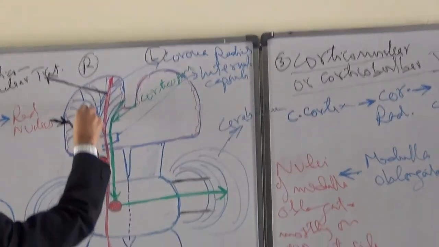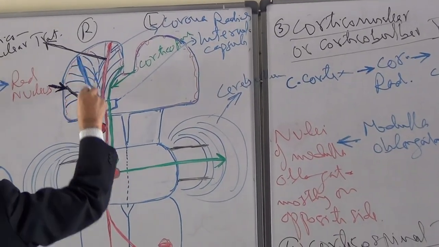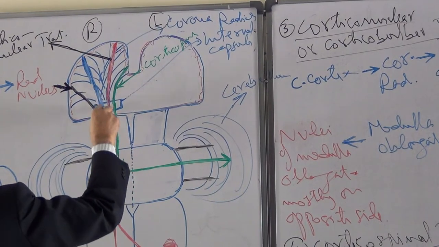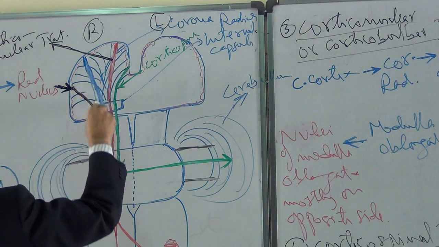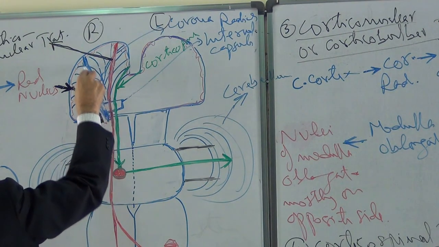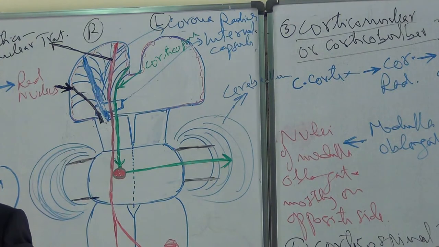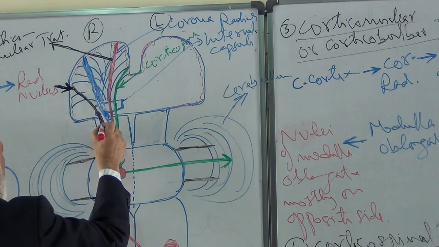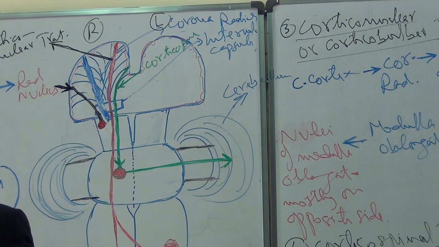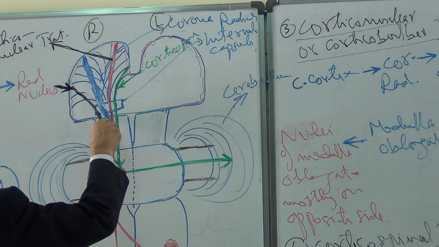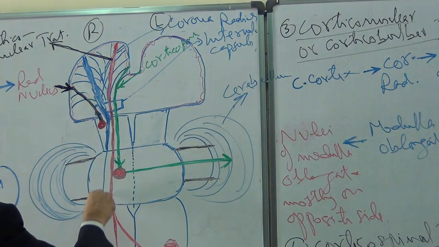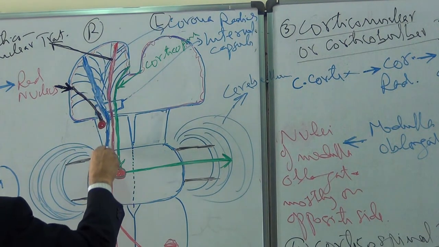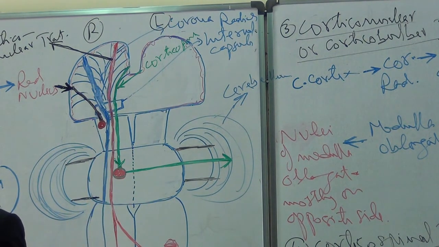Cortico-spinal or pyramidal tracts arising from the cerebral cortex descend through the internal capsule, descend through the crus cerebri of the midbrain, the ventral or basilar part of the pons, then the pyramids of the medulla oblongata.